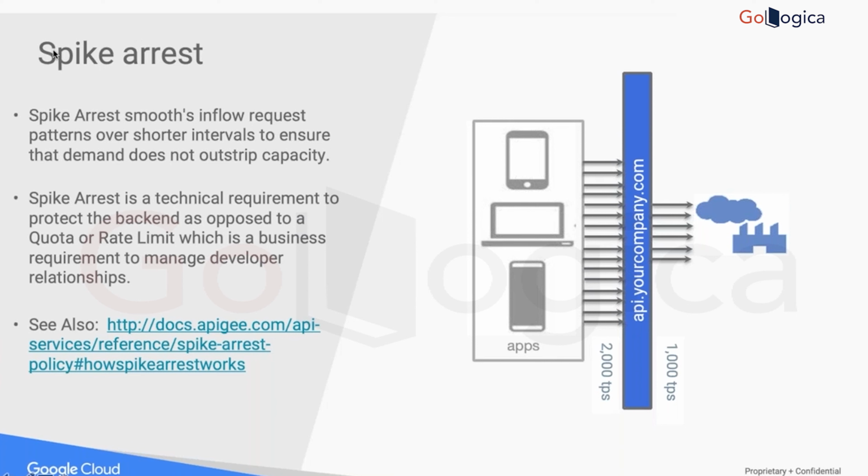Okay, so this is more of a technical requirement. Spike arrest is more from a security angle, and there will be one question in your Apigee developer exam: which policy is used to prevent DOS attacks, or what is best for spike arrest. So if you want to protect your backend from a sudden increase in traffic, spike arrest is the answer. That is a very common question for the Apigee developer certification exam. So you can make a note of that.